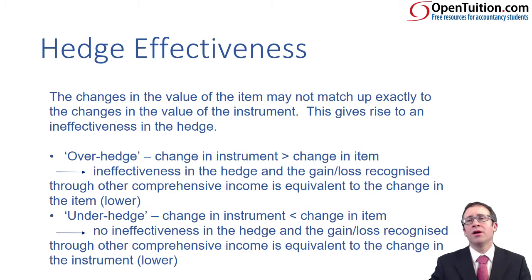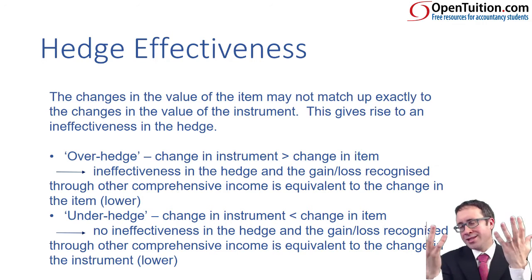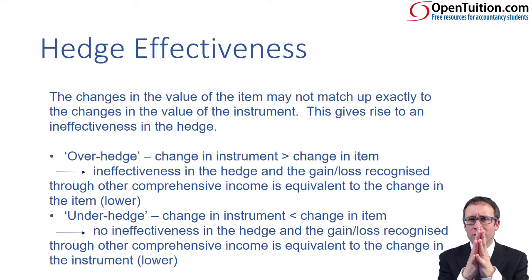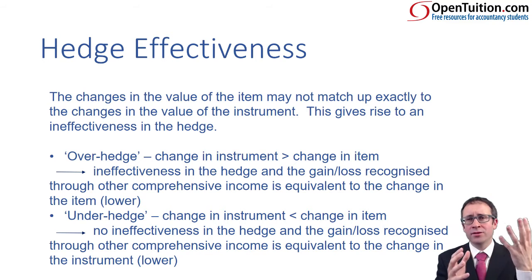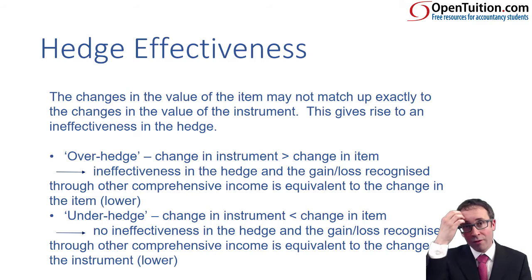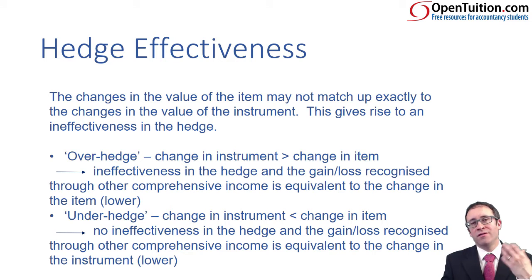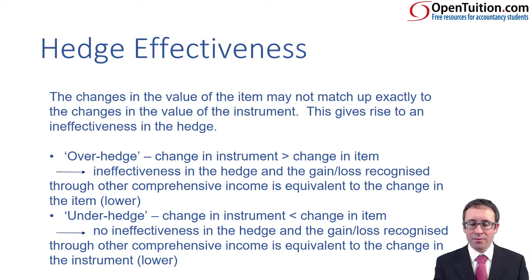Okay, well, we need to look at the level of effectiveness. If the gain matches up entirely to the loss, then it's 100% effectiveness. But if the gain on the instrument is different to what you have on the loss, then there's an ineffective portion to it. But what we need to know is what's the effective element and what's the ineffective element.